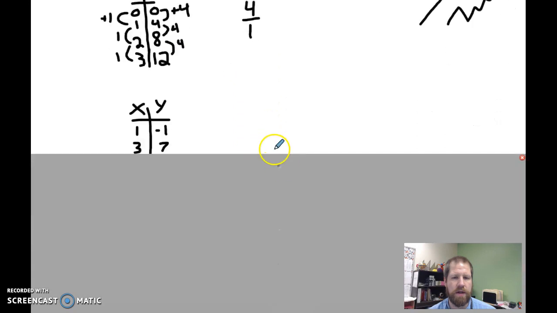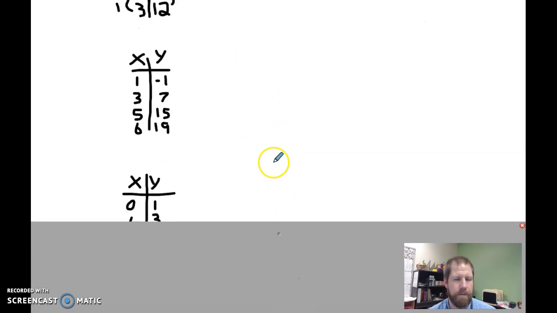All right, let's look at another one. Okay, so I've got x is 1, y is negative 1. Okay, and x goes from 1 to 3, so now we're increasing by 2, which is fine. We can increase by 2. And when y is negative 1, it then becomes 7, so that goes up by 8, plus 8. Okay, and then 3 to 5 is a plus 2, and 7 to 15 is a plus 8. And then 5 to 6, we got a plus 1. 15 to 19 is a plus 4.